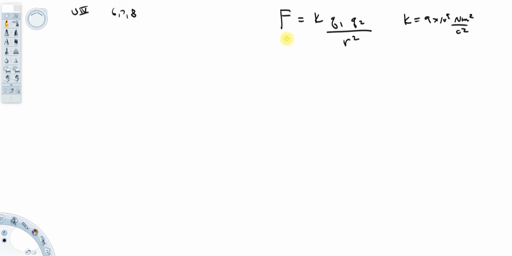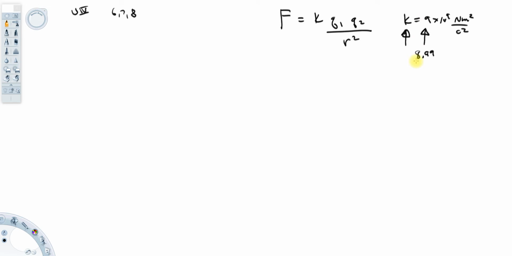Coulomb's law: the force between any two charged particles that carry charges Q1 and Q2 is equal to K times the product of the charges, Q1 times Q2, over the distance between them squared. The K is called the Coulomb constant. I like to round it to 9 times 10 to the 9th newton meter squared per coulomb squared. If you look in your textbook, this will probably be written 8.99. Either one is acceptable. There's right around a 1% difference between the two. I just use 9 times 10 to the 9th because it's easy to remember and short to write.